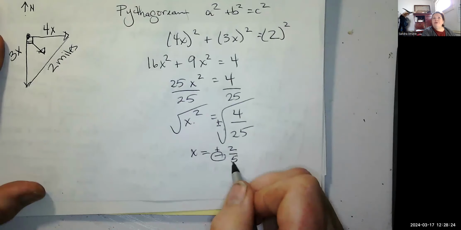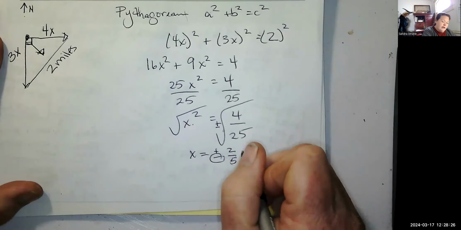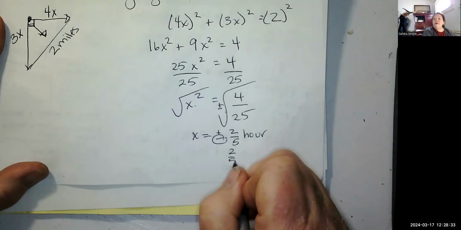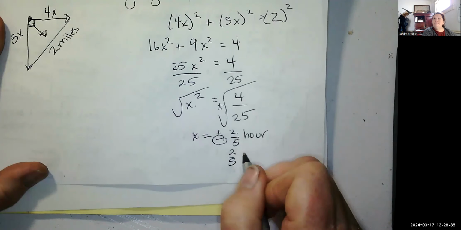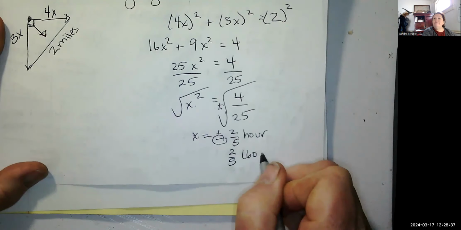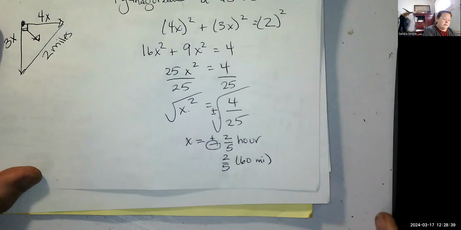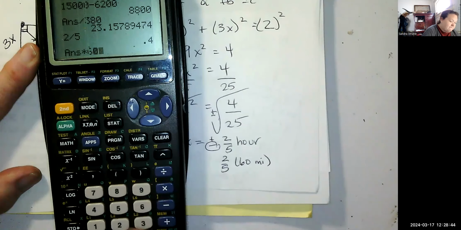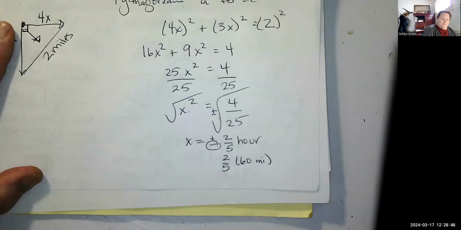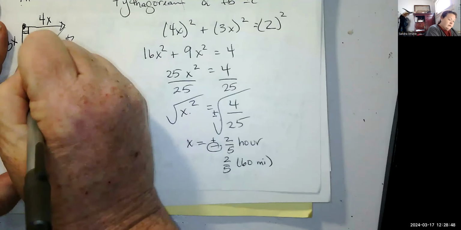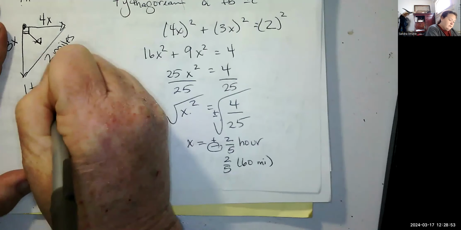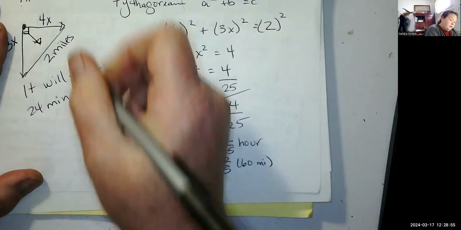But it's 2/5. 2/5 of what? It's 2/5 of an hour. And we don't talk like that. So instead, we're going to take 2/5 of 60 minutes, so that we can know what that is. So 2/5 times 60 is 24 minutes. So it will take 24 minutes to lose radio contact.